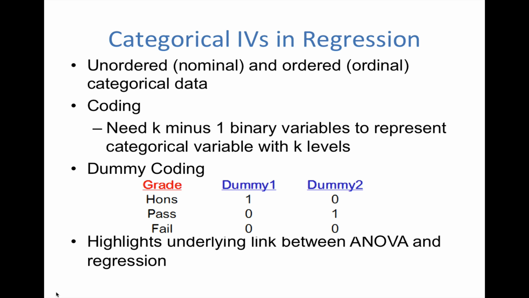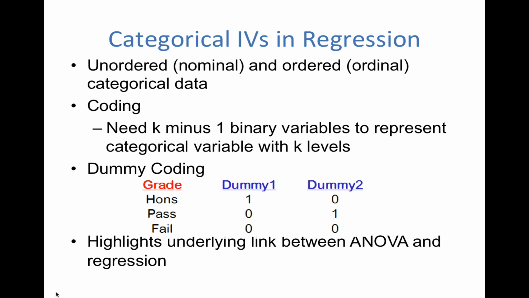If you've got 3 or more categories, there are a range of ways you can code categorical variables, but the most common is dummy coding. And generally, you'll end up with k minus 1 dummy variables, where k is the number of categories. So if you had 3 grades, fail, pass, honours, you could code that into 2 dummy variables. One category would be the reference category, which is defined by when both dummies are 0. And each dummy variable would represent the effect of being that category relative to the reference category.